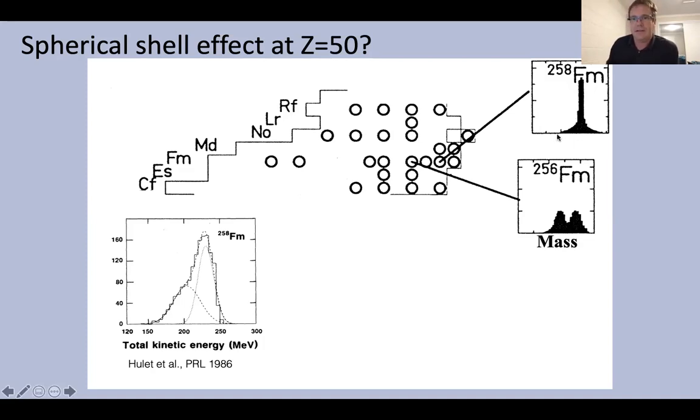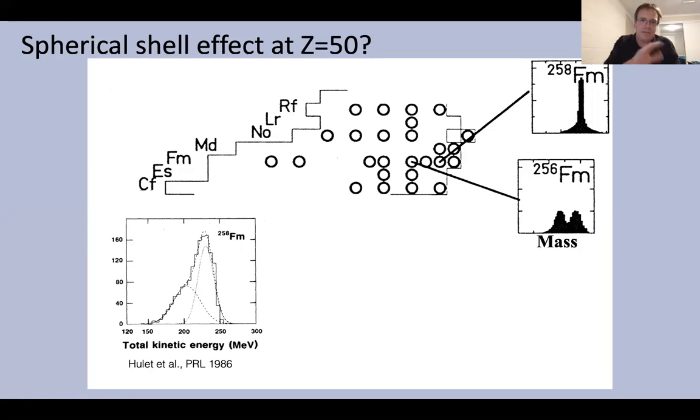And you see also that there is a large tail for this system. So in fact, what's interesting is if you look at the total kinetic energy, you see that there are two modes present in this system. And the total kinetic energy is a kind of a proxy for the shape of the system at scission. So the more compact the system is, the larger the total kinetic energy.